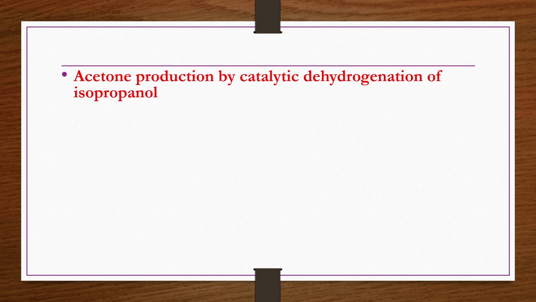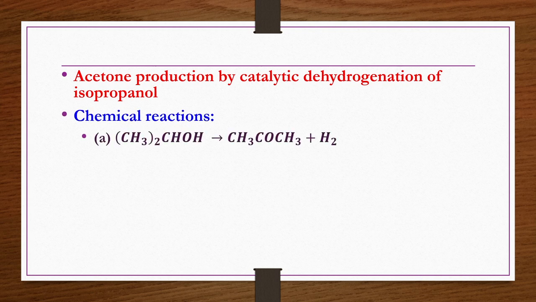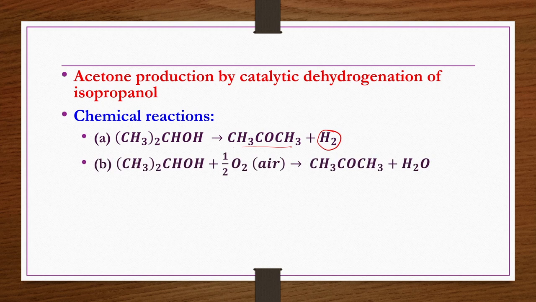So acetone production by catalytic dehydrogenation of isopropanol, chemical reaction: simply you take isopropanol or isopropyl alcohol and do the dehydrogenation using the catalyst, then you can get acetone, right? And since you are doing dehydrogenation, hydrogen would be there. Other option is that you take isopropyl alcohol or isopropanol and do the oxidation using air or oxygen, then also you get the acetone as a product. Okay? So both the options one can have in the reactor, or the same setup can be used for production of acetone by either of the options, as I will be discussing in the flowchart.